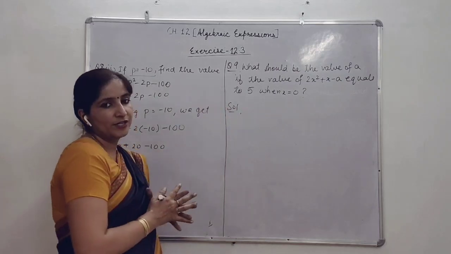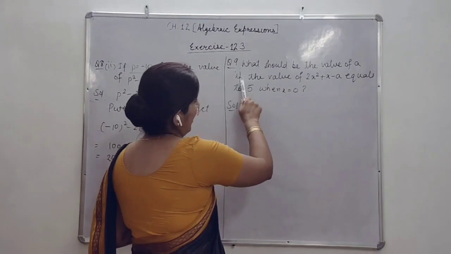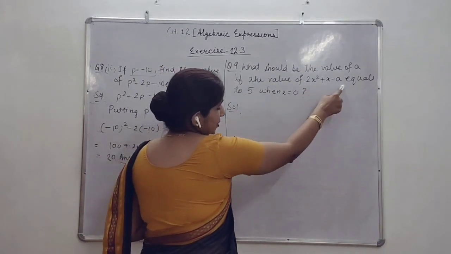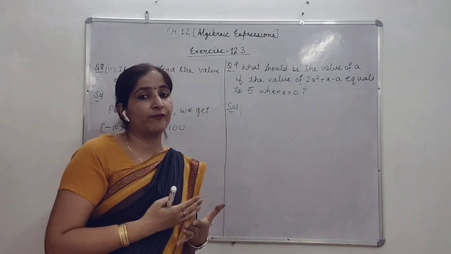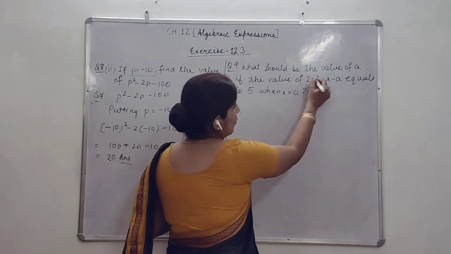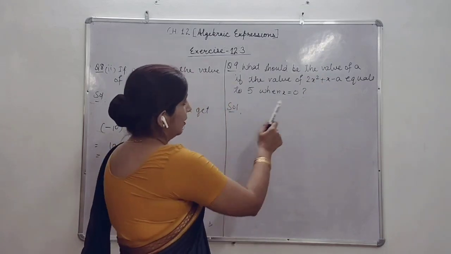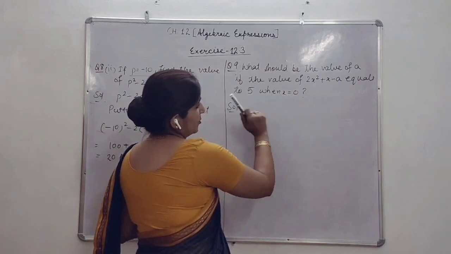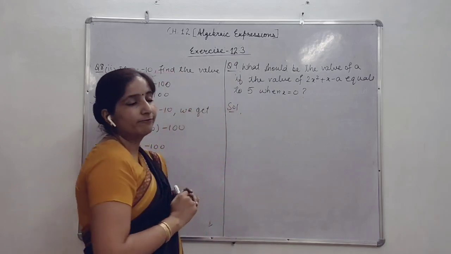Now let us move to the next question, that is question number 9. What should be the value of a? This expression is given and we need to find the value of a, the variable a, but the two variables are here, x and a. Without knowing the value of x, we cannot find a, so it is given when x equals to 0, and this expression is given equal to 5.